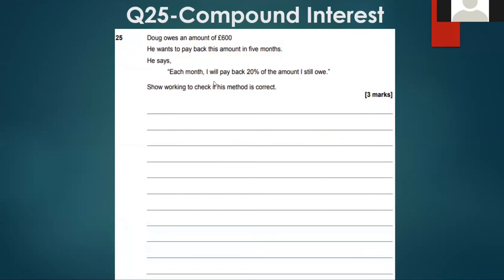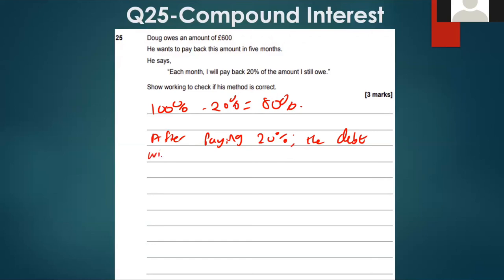Well, first of all, he's saying that he's going to pay back 20% of the amount that's still owed. So if he's taking away 20% each time, that leaves me with 80%. So after paying 20% each month, the debt will be 80% of what it was, because remember, we always start with 100% with percentages. So we need to turn 80% into a multiplier. To turn it into a multiplier like we did earlier on, we need to divide by 100. Now, 80 divided by 100, we can easily do in our head with place value, that becomes 0.8. So remember, 0.8 is 80%. If it was 0.08, that'd be 8%. So just make sure you're okay there.